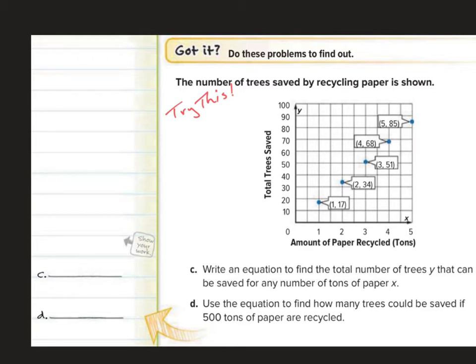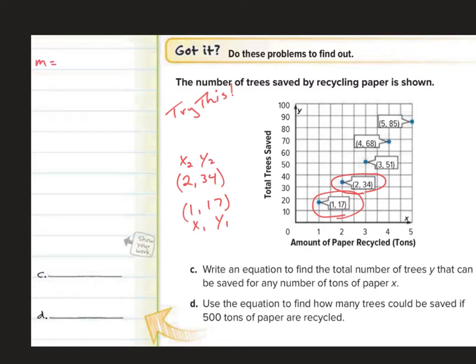So our first step is to find the slope. And remember, you can use any 2 sets of coordinates to find the slope. And I'm going to choose 2 that are close together, 2 and 34 and 1 and 17. So 2 and 34 and 1 and 17. And I'm going to label these. So x2, y2, and x1, y1. And now I can work through my slope equation.